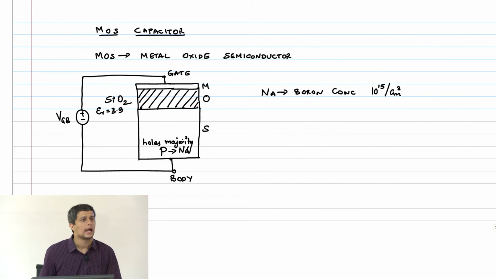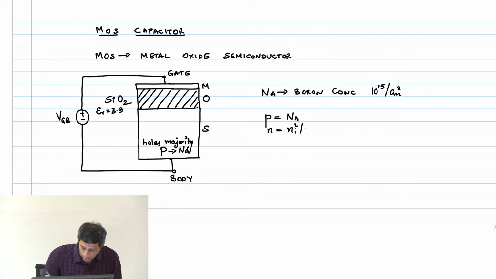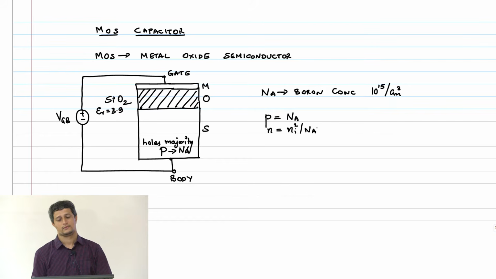Okay, and if the holes are in majority, what is the number of holes available free at room temperature? Na. And therefore what's the number of electrons in this? Ni squared by Na, law of mass action.